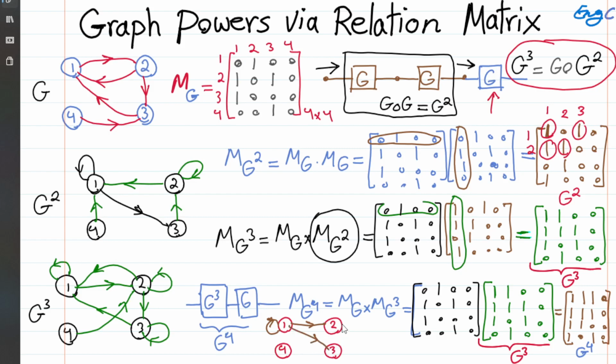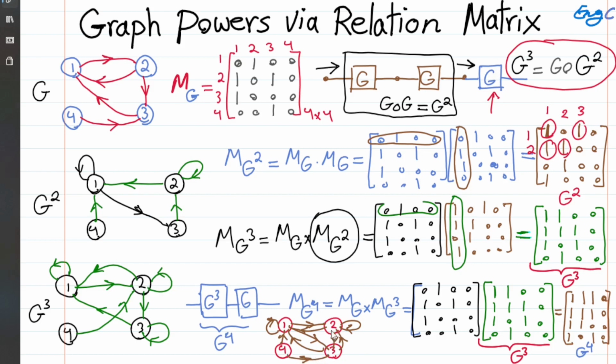And then we have 2 to 2, 2 to 1. And then we have 2 to 3. And then for the third row, we have 3 to 1, 3 to 2. So 3 goes back to 1, and then 3 goes back to 2. And then finally for the fourth one, we have 4 to 1, 4 to 3. So 4 goes to 1, and 4 goes to 3.